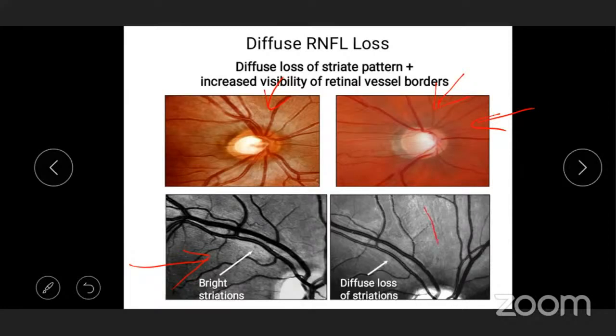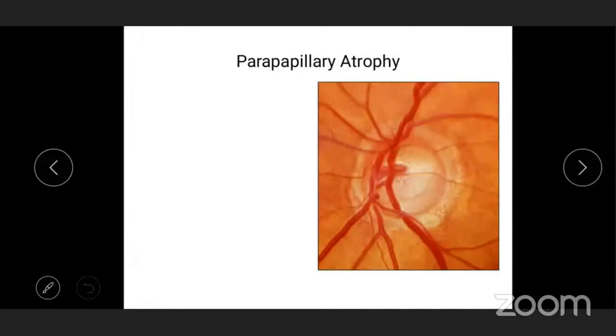And the same thing can be seen. The striations are lost here in between the blood vessels in the red-free photograph. So make a habit of this. I know a lot of our residents are not doing this. It's very easy to look at RNFL defects and RNFL loss. You don't need fundus photographs. Yes, with the slit lamp also possible.